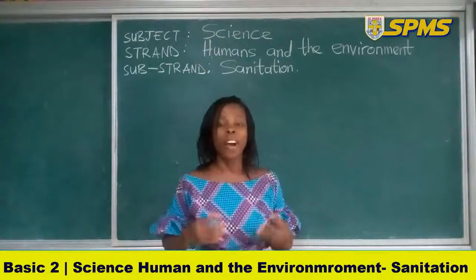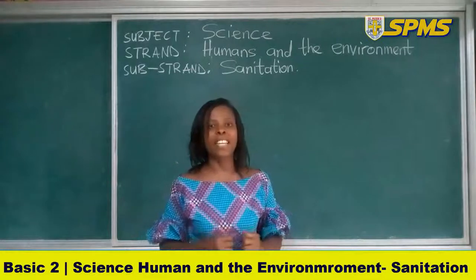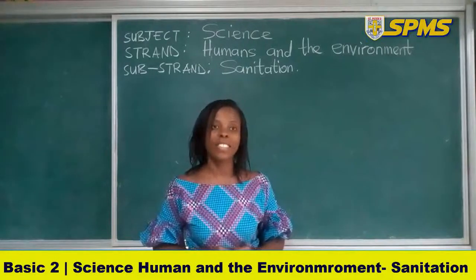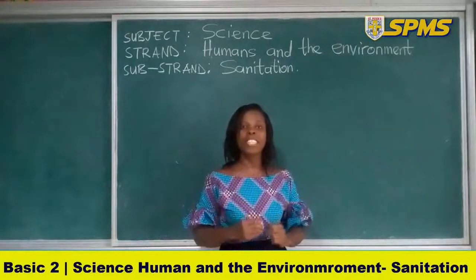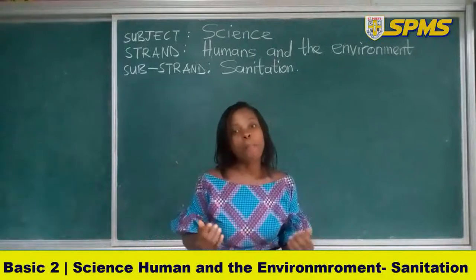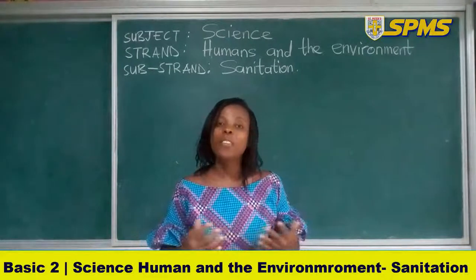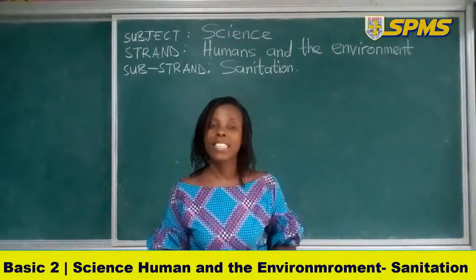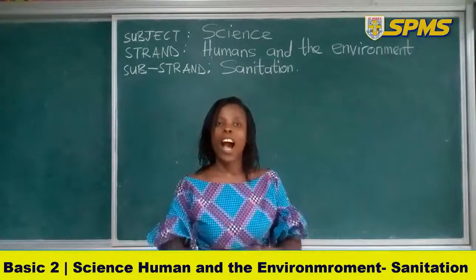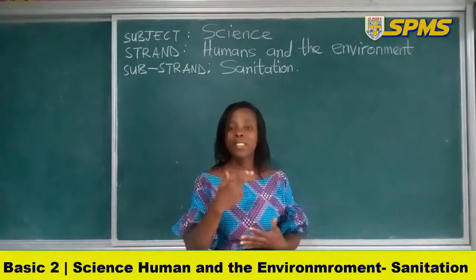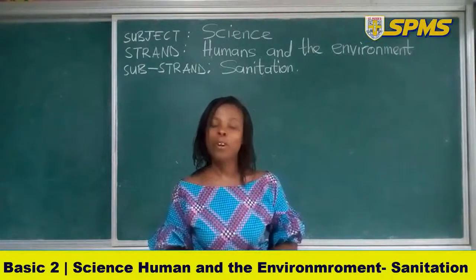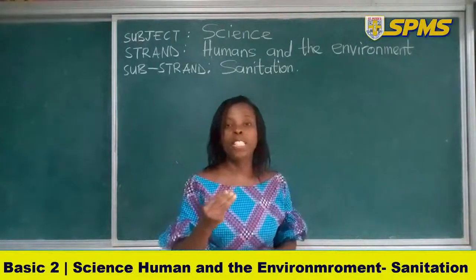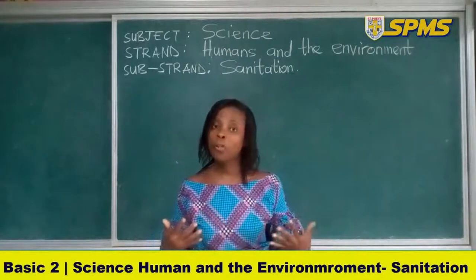For children to grow up healthy and happy, you need access to clean water, good hygiene, and proper sanitation. You remember we talked about personal hygiene in our previous lesson. What did we say about personal hygiene? We said it is the act of keeping ourselves clean. And what are the various ways of keeping ourselves clean? By bathing, washing our hands regularly, brushing our teeth, and many others. We also looked at the importance of personal hygiene. Some of them are to prevent tooth decay and bad odor, that is if you don't bathe regularly.